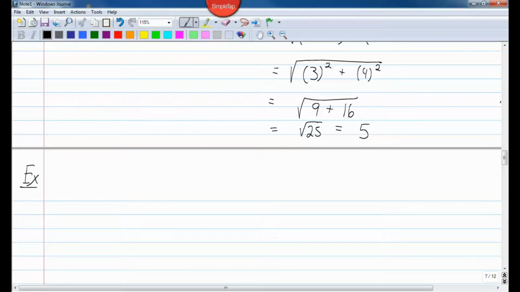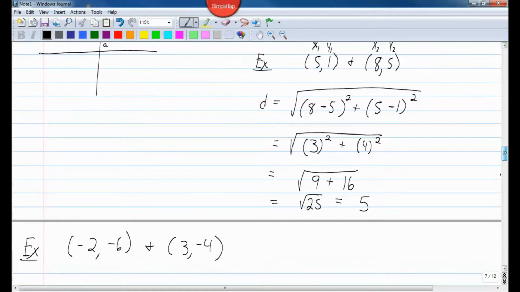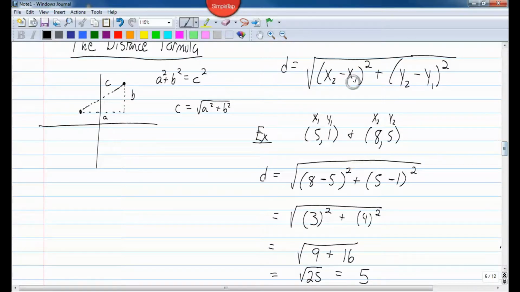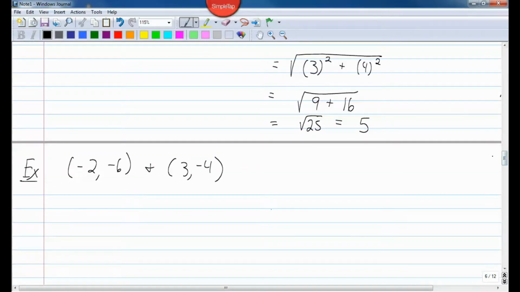Alright, I'm going to do another. Let's say I wanted to find the distance between (-2, -6) and (3, -4). Alright, so remember your distance formula. I'm going to label my points.